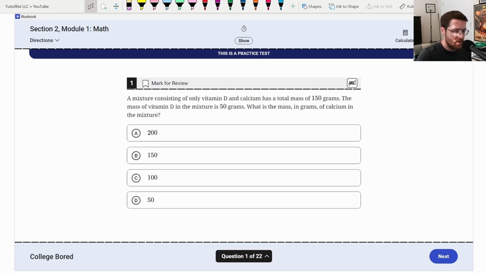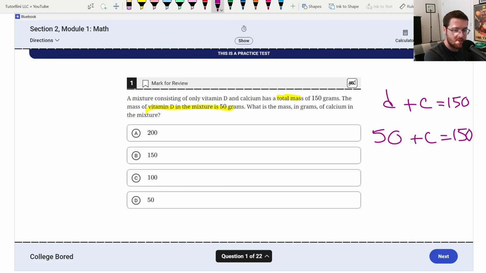Question 1. Alright, so for this one, it says that vitamin D and calcium have a total mass of 150, so that probably means we're going to add. So I'm going to do D plus C equals 150. They tell us that the vitamin D in the mixture is 50 grams. So D is 50. So I'm going to make 50 plus C equals 150. I'm going to subtract 50 from both sides, and I will get C equals 100, which gives us answer choice C.